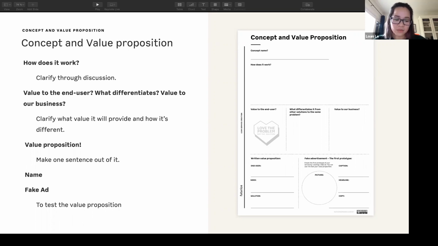ad for this. This fake ad is like, think of it as the first prototype of your concept, and you can use it to test your value proposition, whether or not people understand it, whether or not people like it. Keep it visual. And if you find it hard to explain your solution and the value proposition in this fake ad, then your concept might be too complicated. So you might want to revisit it a bit.